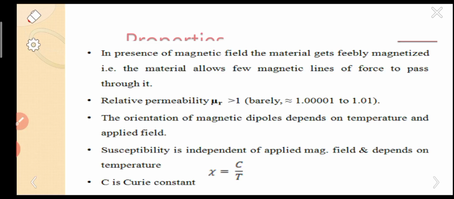So susceptibility is independent of applied magnetic field and depends on temperature. As we said in the last point, whenever temperature increases, the alignment of the dipoles decreases, and susceptibility decreases. It can be given mathematically. This is called Curie's law.